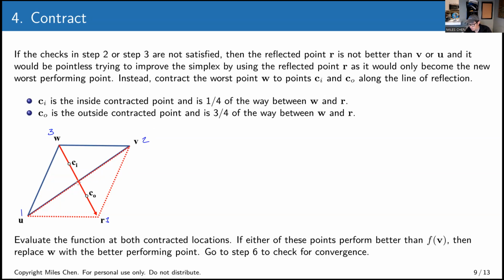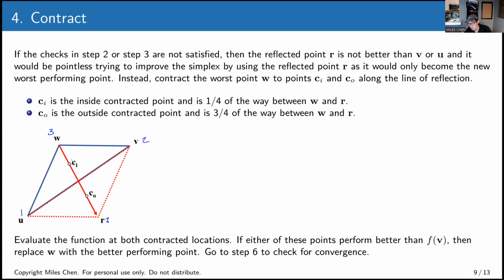So in this case, if R doesn't outperform V, then we will try out two contracted points: the inside contracted point and the outside contracted point.